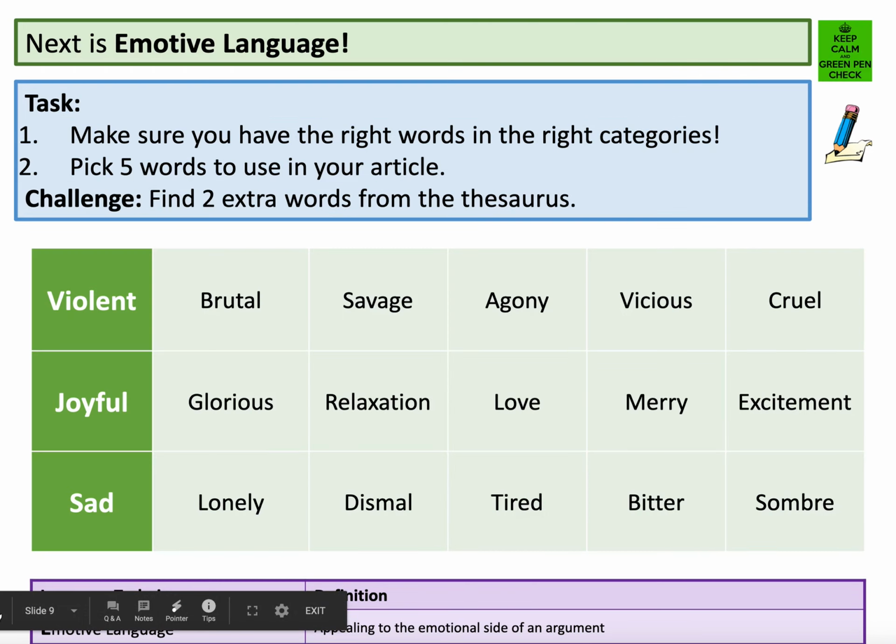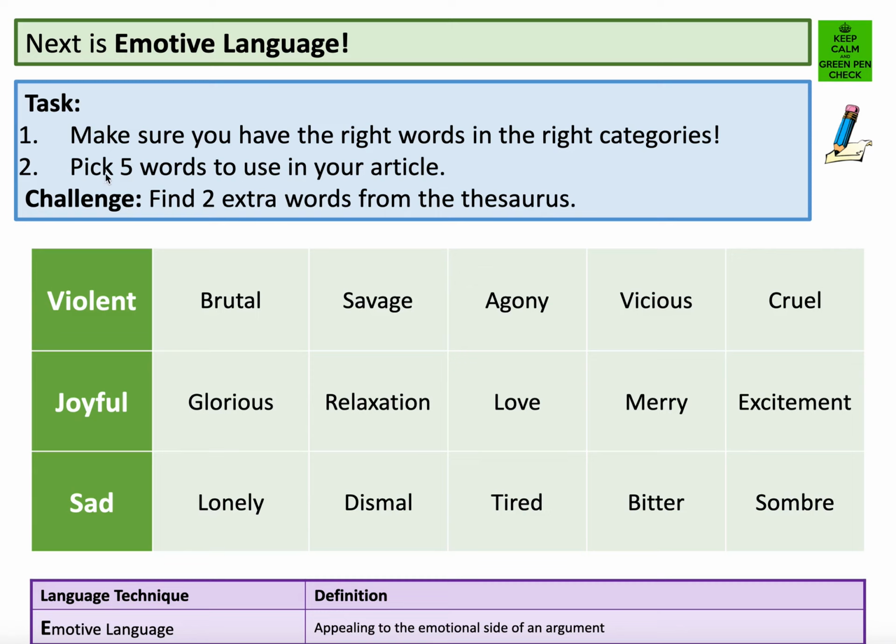Let's move on. When you've done that, here are your categories. Yours should look like that. Again, we've got the keep calm symbol and green pen check, so adjust your work. If you have anything in the wrong category, go back and change it now. So that was part one, checking that you've got the right words in the right places.